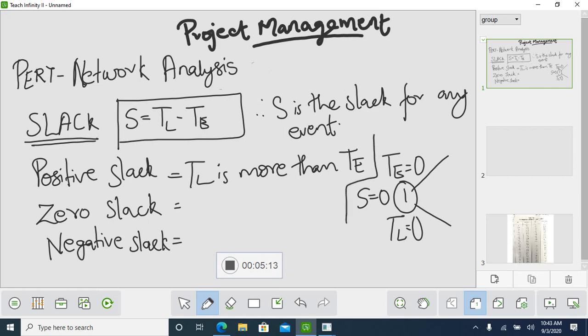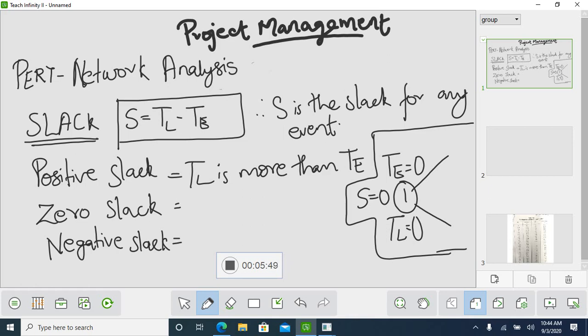Have you understood? For initial event 1, TE is always 0 and TL should also be 0, so your slack is automatically 0, since TL minus TE is 0. Zero slack is obtained when TL is equal to TE for an event. It indicates the schedule is on track, going according to the schedule you made in the planning stage.